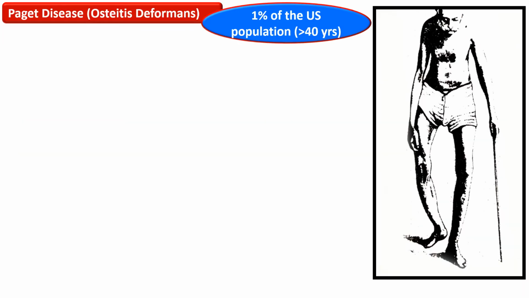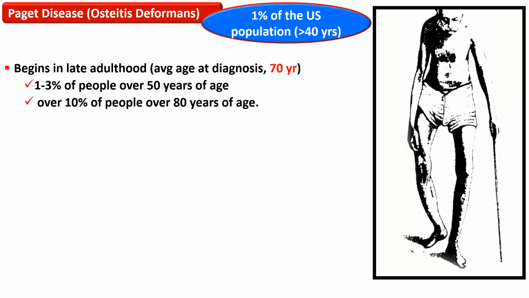1% of the population in the United States who have crossed the age of 40 years are affected by this disease. The average age of disease onset is about 70 years. One third of the people with the disease are above the age of 50 years, and the disease is manifested in about 10% of the people over the age of 80 years.